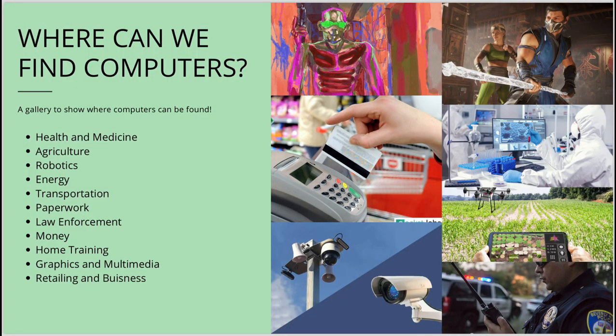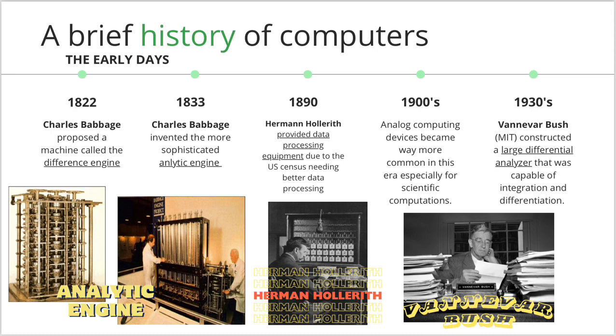Alright, let's go to the next slide, in which we talk about where we can find computers. Computers can be found in a variety of places. Here's a gallery to show where computers can be found. These include health and medicine, agriculture, robotics, energy, transportation, paperwork, law enforcement, money, home training, graphics and multimedia, and lastly, retailing and business.